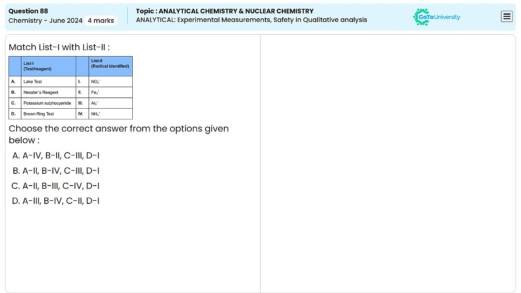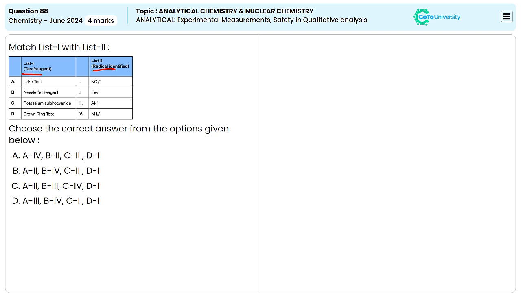Question: different reagents or the tests that can be used in qualitative analysis are given in list 1, and the ions that can be detected by these reagents are in list 2. We have to match list 1 with list 2. The first one is given as lake test.